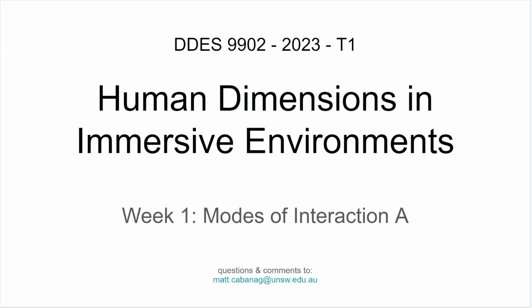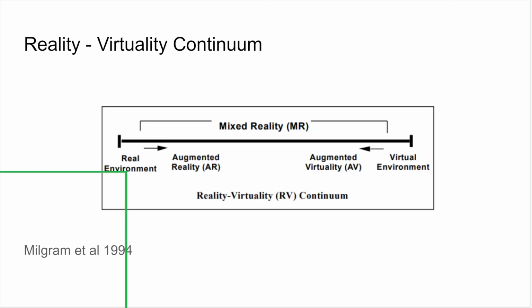So, modes of interaction. What are modes of interaction? And what does it mean to say modes of interaction in immersive environments? Well, Milgram created this reality-virtuality continuum all the way back in 1994, and it's a pretty simple concept to digest. On one end of the spectrum, we have what we usually experience, which is our real environment, and if we go all the way to the other side of the spectrum, we have a completely virtual environment where nothing is real. And then somewhere in the middle, we have different levels of mixing of the two.